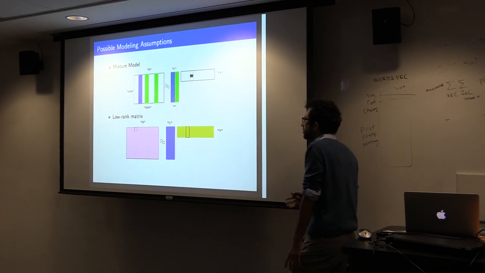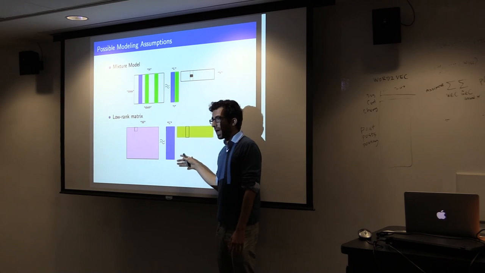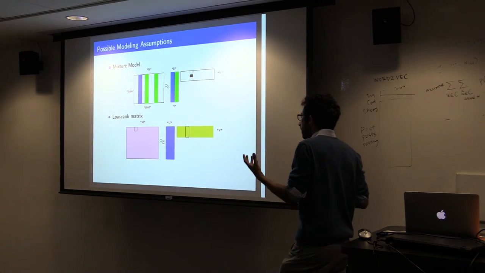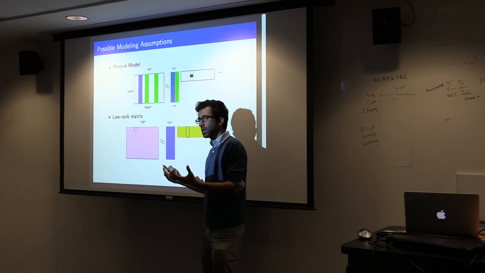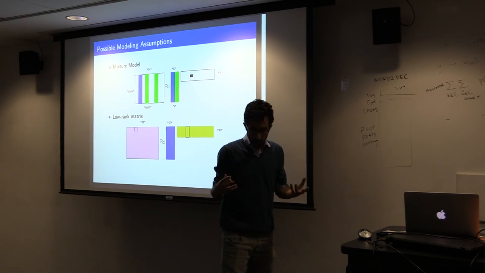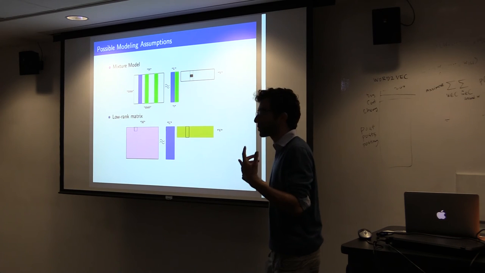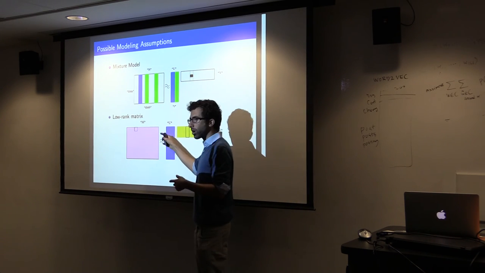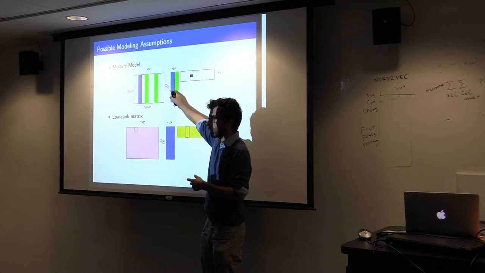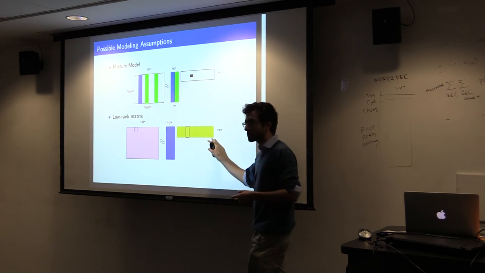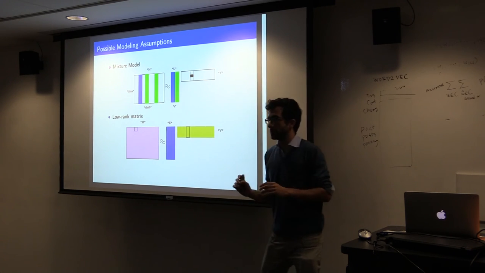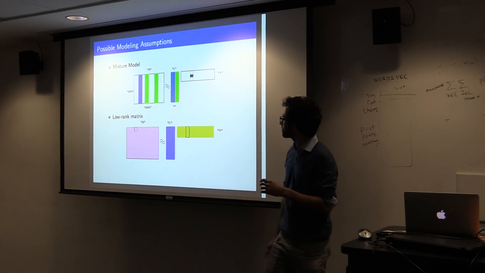Now, a slightly more general model is the low-rank matrix model. In this case, we're assuming that there's some unknown embedding of users and movies such that the rating of a user for a particular movie is just the inner product. And so this model captures the previous one, but in more generality, because I'm no longer saying that this matrix needs to be sparse. That's the transpose.